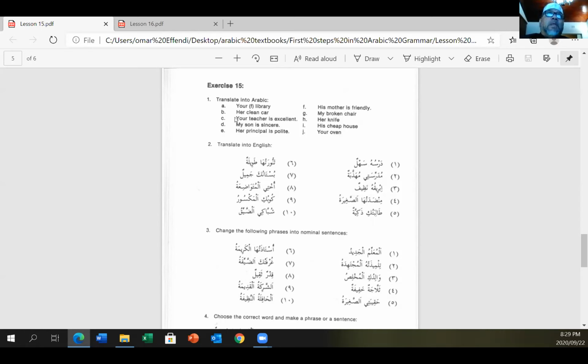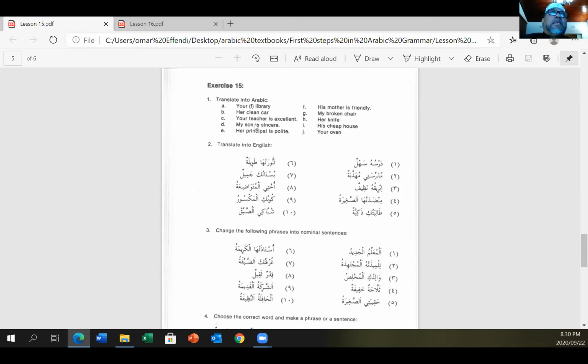So her, what is her? Her is obviously ha, right? So we would say sayyaratuha, right? An-nadhifatu. Her clean car. An-nadhifatu. Naam. Sayyaratuha nadhifatun. Because the car must be definite because it's attached. That's right, yeah. So it's sayyaratuha an-nadhifatu, right? Naam.